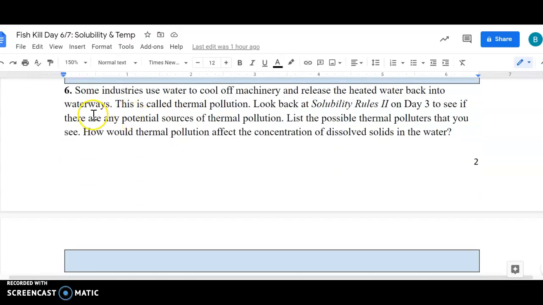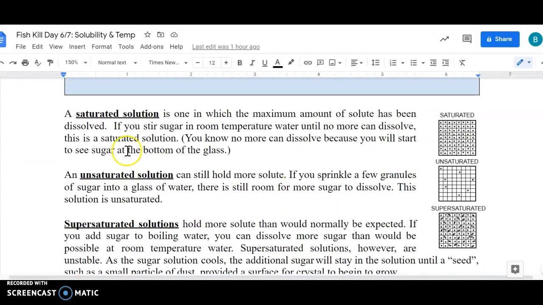For 6, this is asking you to look back at day 3 at the different plants. So farms, the aluminum smelting plant, coal power plant, and the sewage treatment plant. So it says list possible polluters that you see. So one thermal pollutant would be blank, and why. It'll mention that in the reading. How would thermal pollution affect the concentration of dissolved solids? So by increasing the water temperature with thermal pollution, is it going to increase your concentration of dissolved solids or is it going to decrease it in the water if you add temperature?